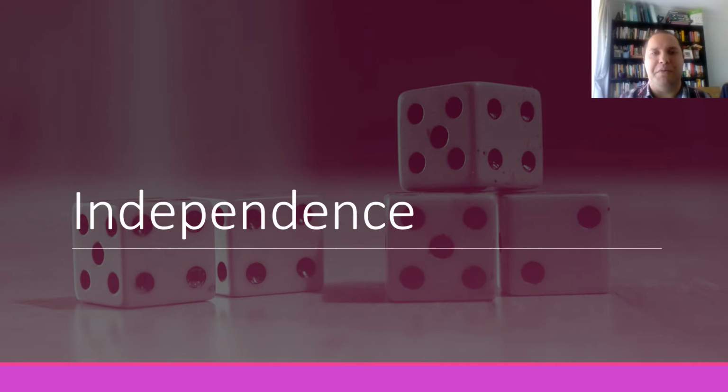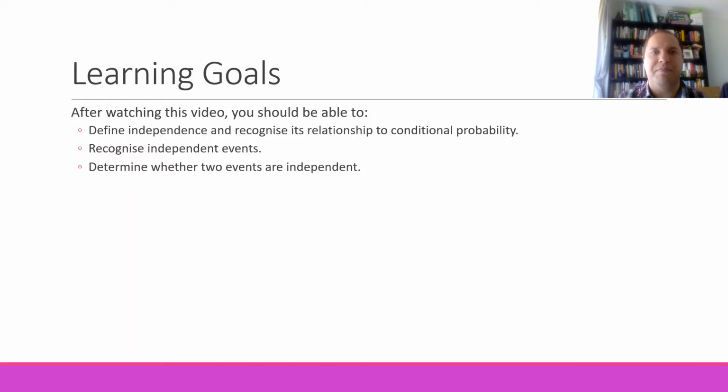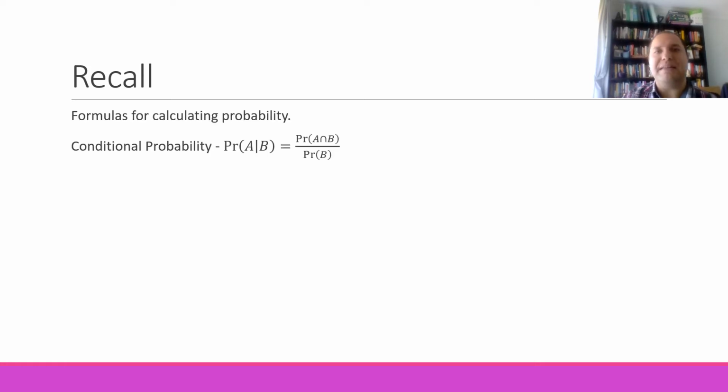Hi students, in this video we're going to look at independence. After watching this video you should be able to define independence and also understand and recognize its relationship with conditional probability. You should be able to recognize independent events and also determine whether or not two events are independent or not.